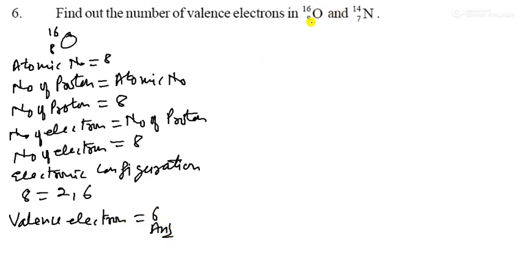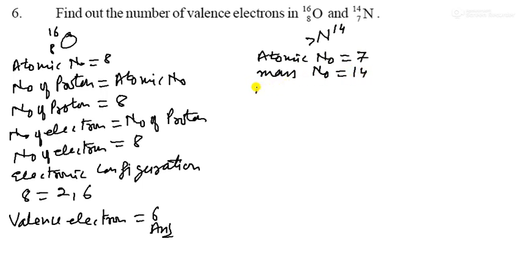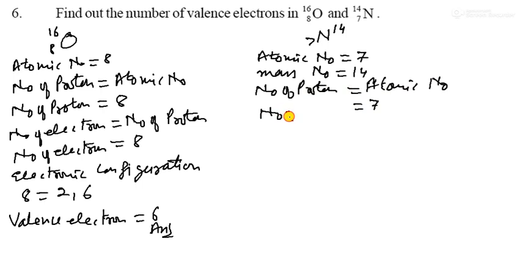Now similarly nitrogen, and you can see here it is the nitrogen, it is 7 and 14. So you can write here atomic number is given as 7, and the mass number is 14, and number of protons is equal to atomic number. You can write atomic number is 7, so you can write 7, it is the number of protons.